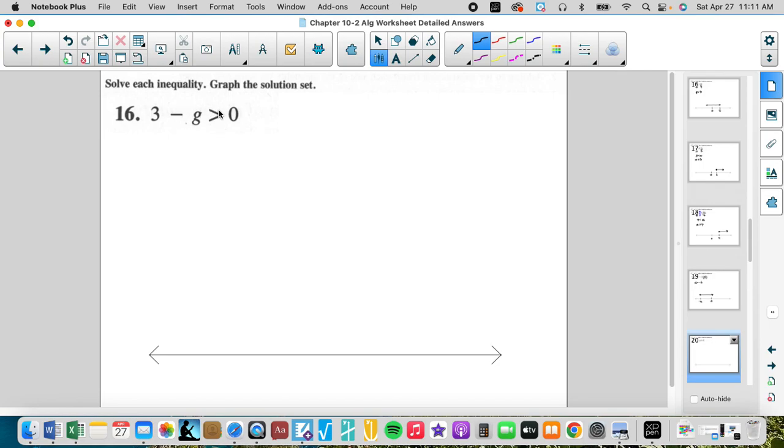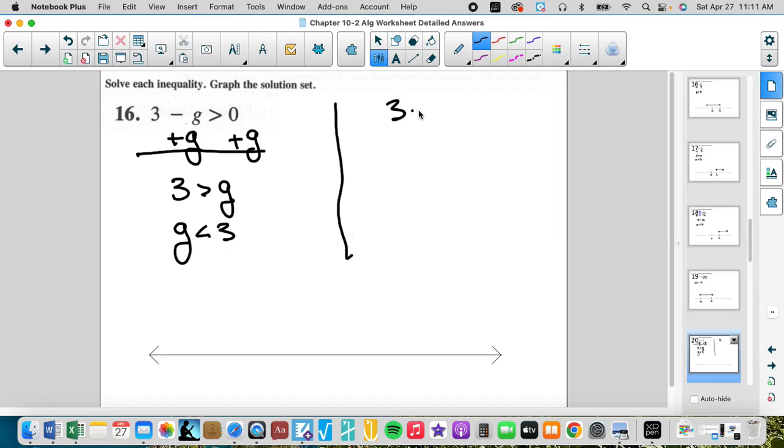Oh, this is a good one. So we can do 2 ways here, lots of ways. I got to get my G positive, so I'm going to move my G. Notice that it went from greater than to less than over on this side. So notice my solutions are less than 3. That's one way of doing this. You could have done it a little bit more time consuming.